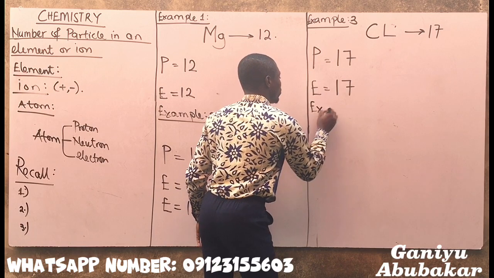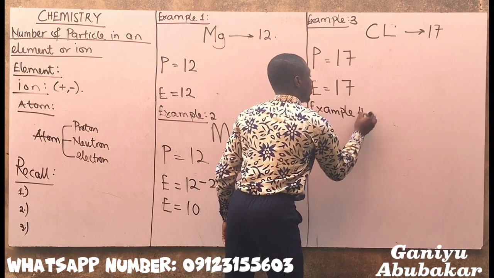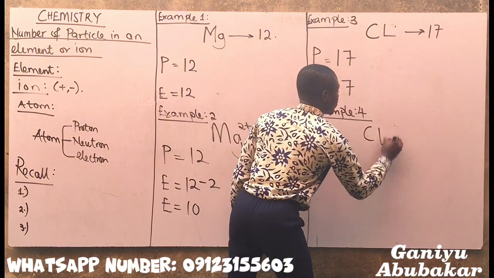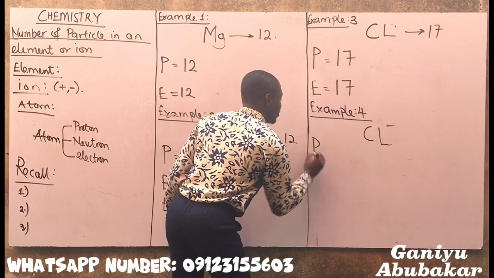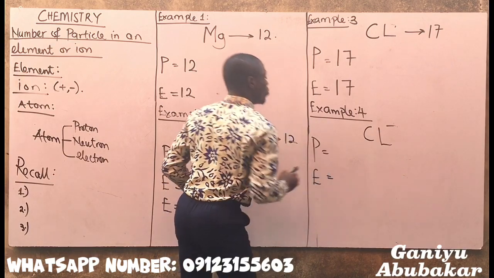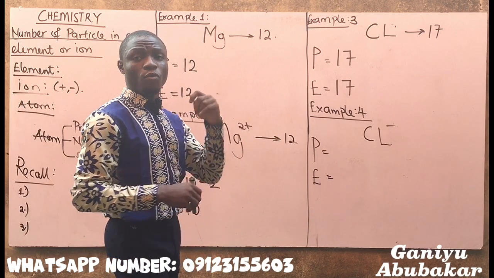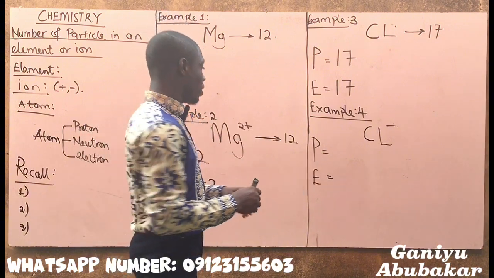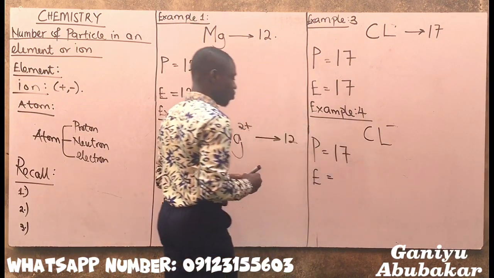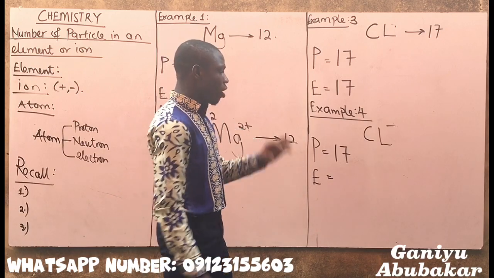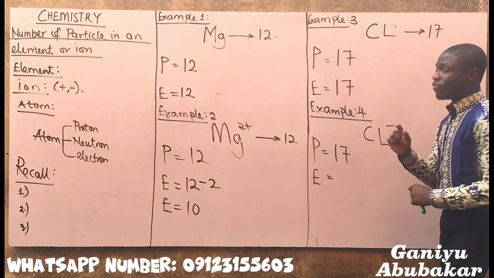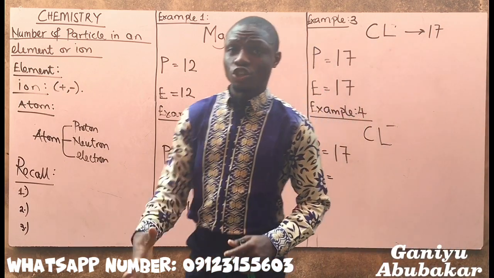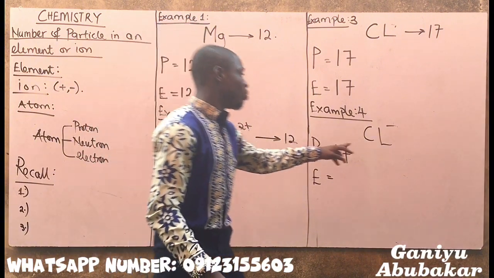Example 4. Let's say I'm having perhaps chlorine minus. Let's get the total number of protons and electrons. What do you do there? What's the first task? What are the protons here? 17. My protons are 17, yeah? What about the electrons? Let's assume, okay, if I have minus 1, what does this mean? It means chlorine is gaining 1 electron, as in this case.